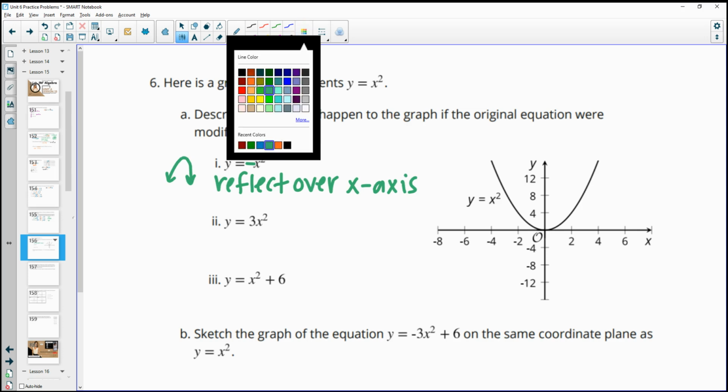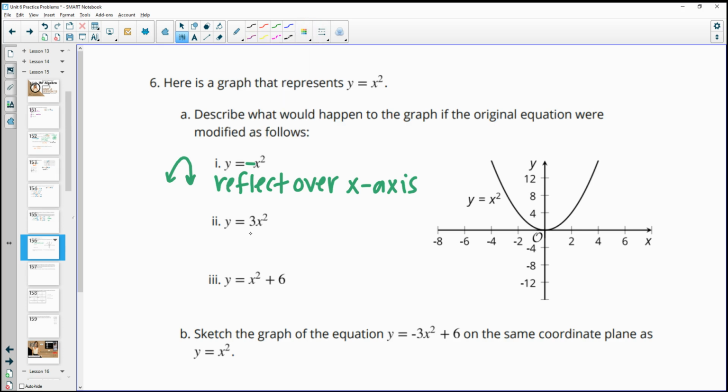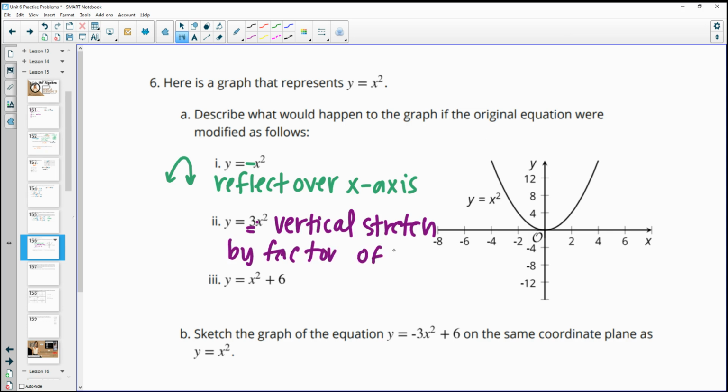Then we have a 3 out front this time. So that's 3 times this. So this is just going to stretch your graph. And really, if we want to get a little bit more technical, it's going to be a vertical stretch. So it's just going to grab these branches and stretch them upward by a factor of 3. And what that's going to look like is this is going to get narrower or skinnier. Okay, so it's going to make it look skinnier.